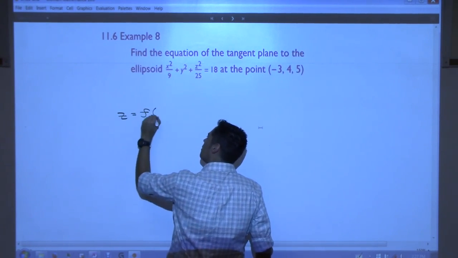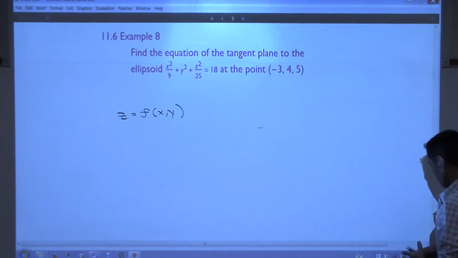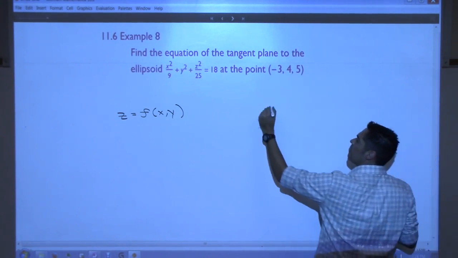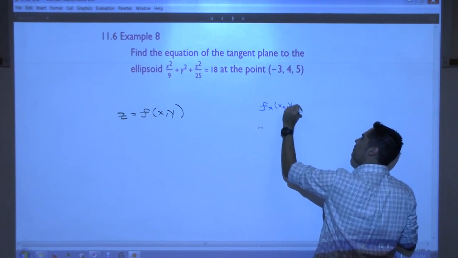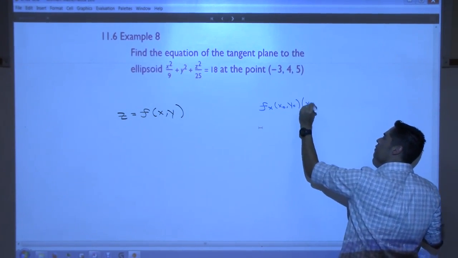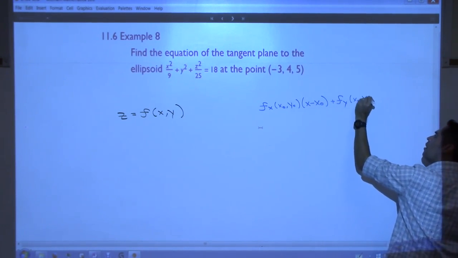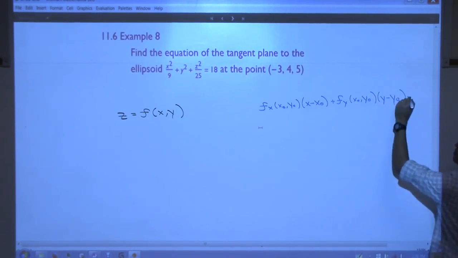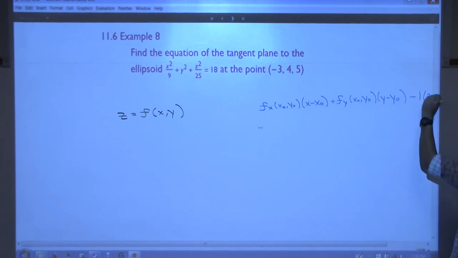We said that if z was a function of x and y, the formula for the equation of the tangent plane, right? We said the formula was partial of f with respect to x at x naught, y naught, times x minus x naught. Then it was plus partial of f with respect to y at x naught, y naught, times y minus y naught. This is the second time I've written this on the board today. And then it was what? Minus 1, and then z minus z naught, right? Equals 0. That's what we said, right?